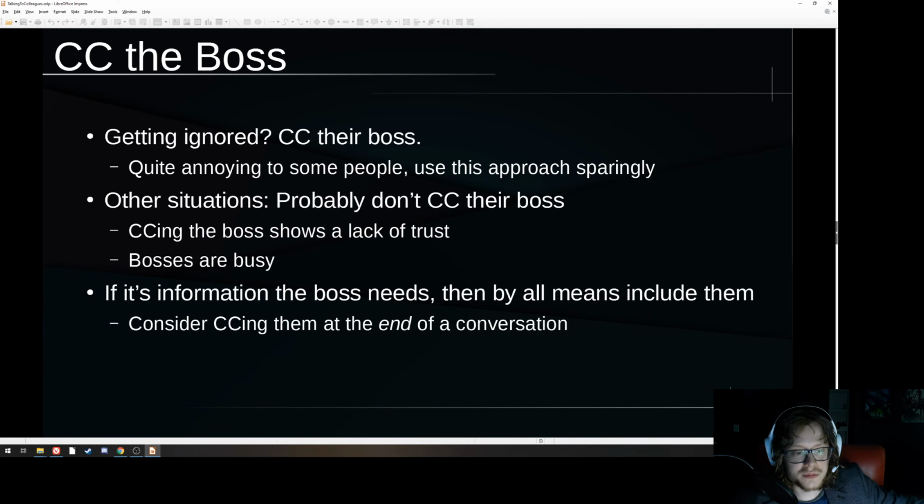That's not always true. People like Mr. Steve exist. But generally speaking, bosses are busier than the subordinates, and they don't have time to be CC'd onto every conversation. And that quickly escalates their inbox to hundreds and hundreds of emails a day. So don't CC them on everything. Of course, if it's information that you think their boss needs, then by all means include them. It's not passive-aggressive to include them if you think it's something they need. If it's something that you're fleshing out and their boss needs to know at the end, then consider just going back and forth until you've gotten a resolution and then CCing them at the end of the conversation.